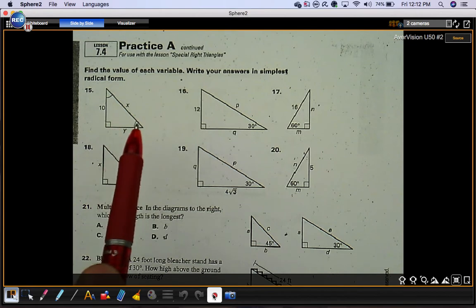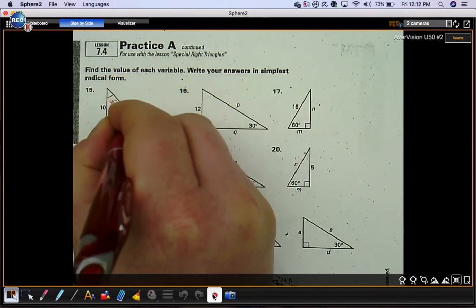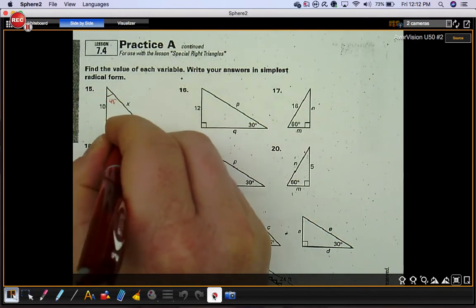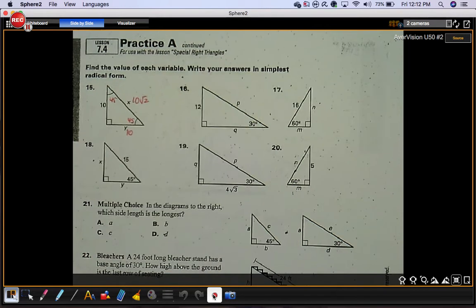This is a right triangle. You have two congruent acute angles. That means this is a 45, 45, 90 triangle. So your legs are the same. If this leg is 10, this leg is 10, your hypotenuse is 10 times the square root of 2.